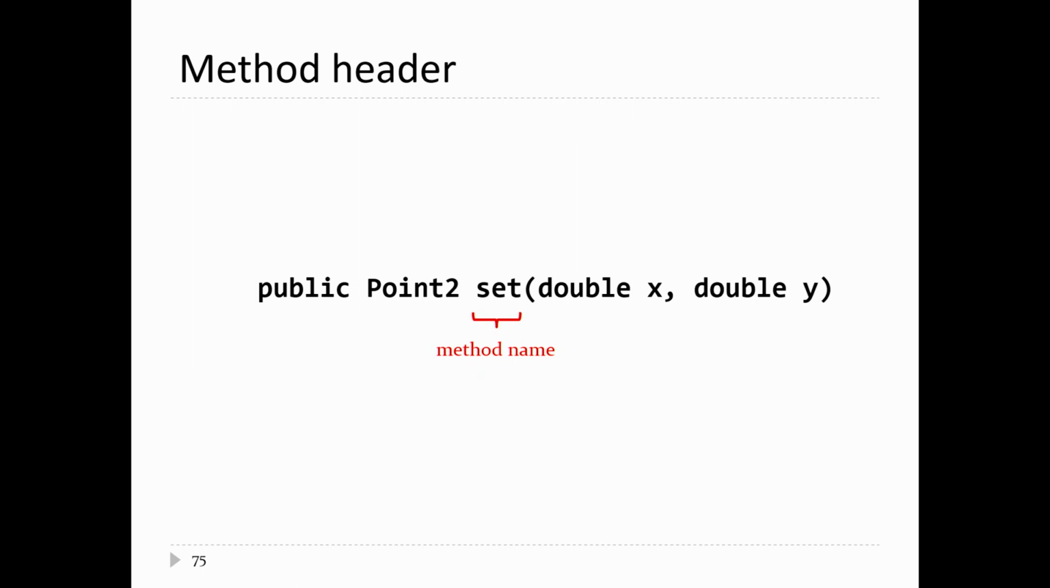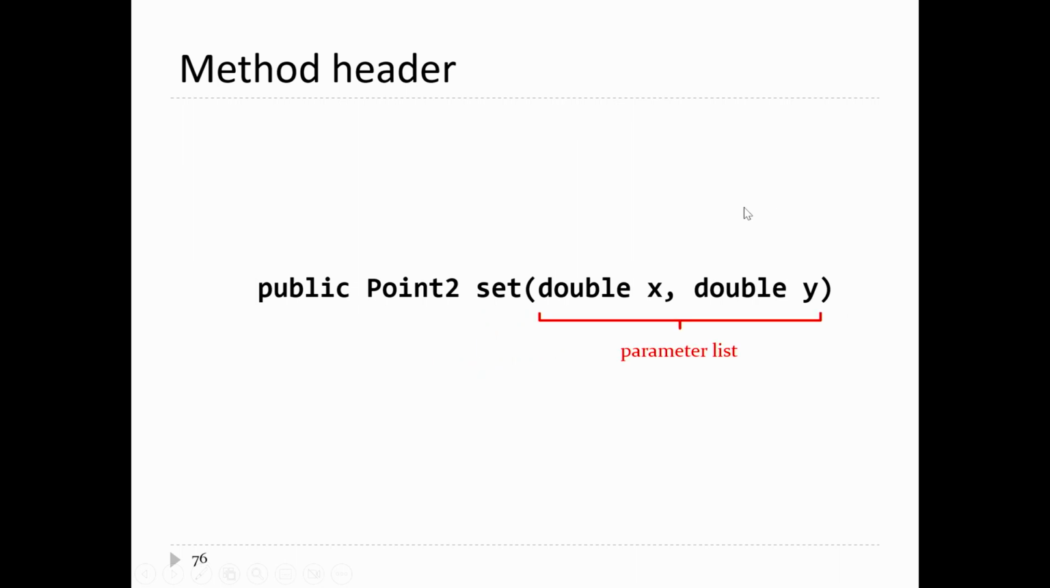Then there is the name of the method. When you pick the name of the method, it normally begins with a lowercase letter, and then the rest of the name is formatted in lower camel case. So if it's a multi-word name, you should start each word after the first with a capital letter.